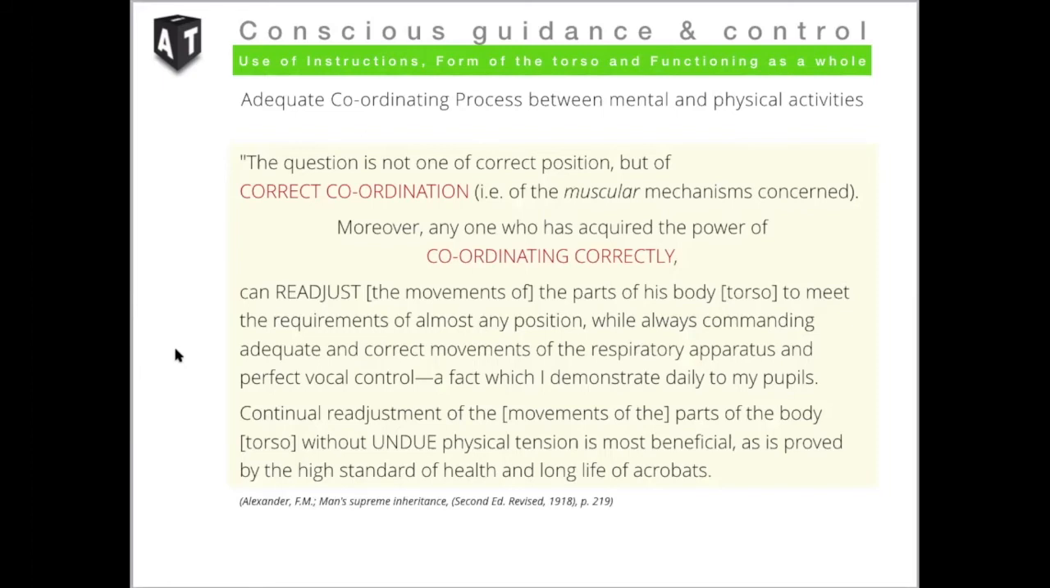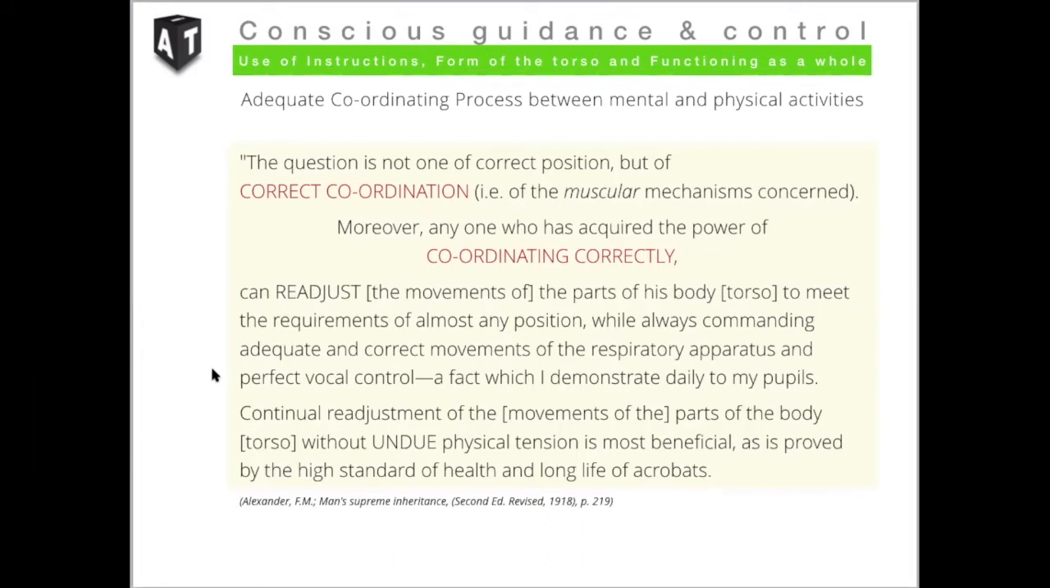while always commanding adequate and correct movements of the respiratory apparatus and perfect vocal control, a fact which I demonstrate daily to my pupils. Continual readjustments of the parts of the body without undue physical tension is most beneficial and is proved by the high standard of health and long life of acrobats. We are going to see how to become acrobats ourselves.